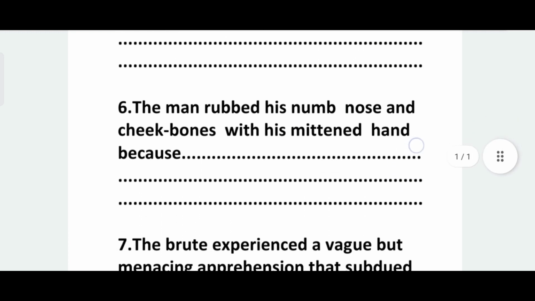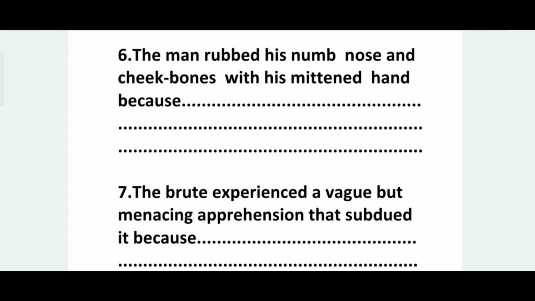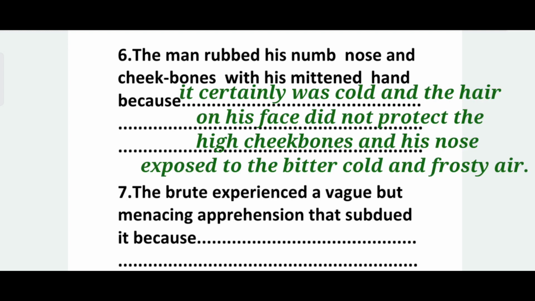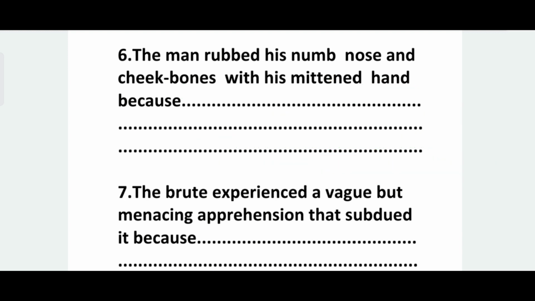Question 6. The man rubbed his nose and cheekbones with his mittened hand because it certainly was cold and the hair on his face did not protect the high cheekbones and his nose exposed to the bitter cold and frosty air. Frosty must be there, cold must be there, did not protect certain parts of his body. All these things must be there in order to write a compact reason.